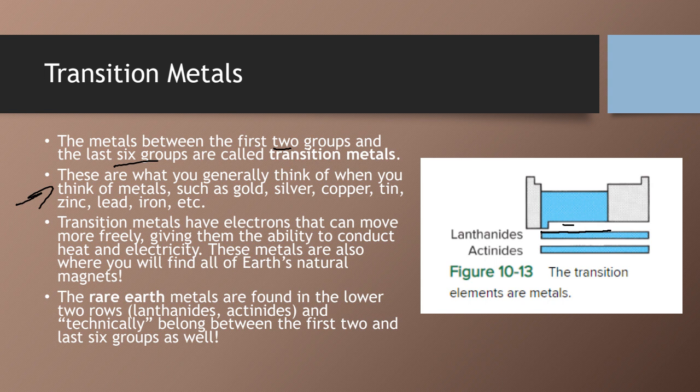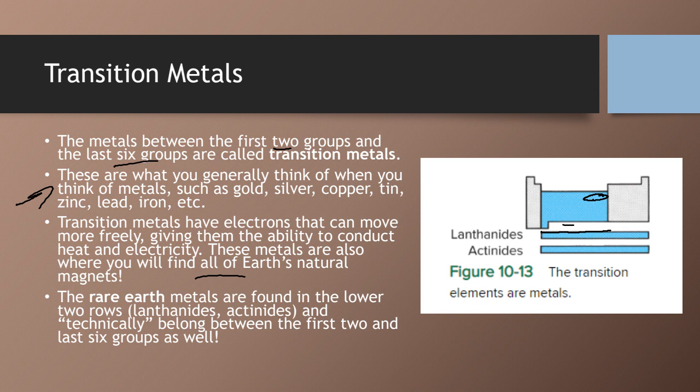This is where you find everything that are Earth's natural magnets. Iron is in the transition metals. Iron is the easiest metal that can be made into a magnet. But also cobalt can be made into a magnet, and nickel. And those are all right around here in the periodic table.